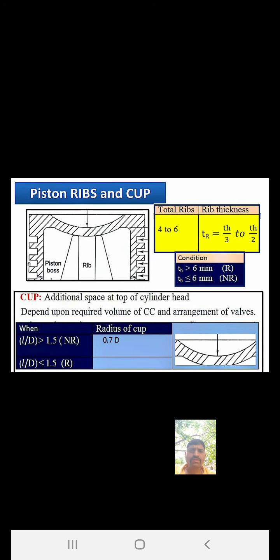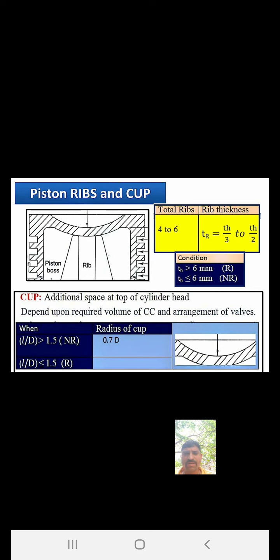If this value is given as 4 to 6, then rib thickness Tr is equal to Th by 3 to Th by 2. Use this formula and calculate the rib thickness. Then second, when the L by D ratio, again for Th there are some conditions: Th greater than 6 mm, and Th less than or equal to 6 mm, and you should use the R and NR.